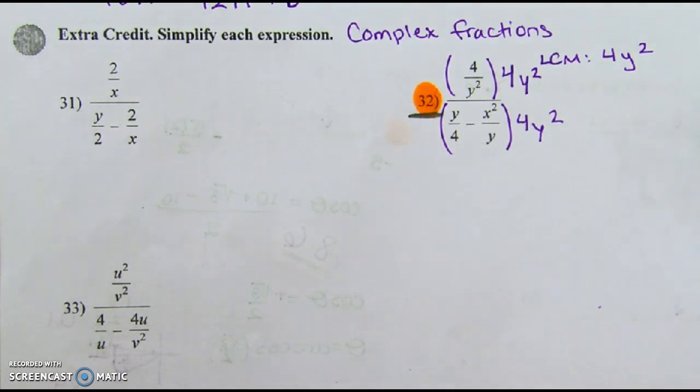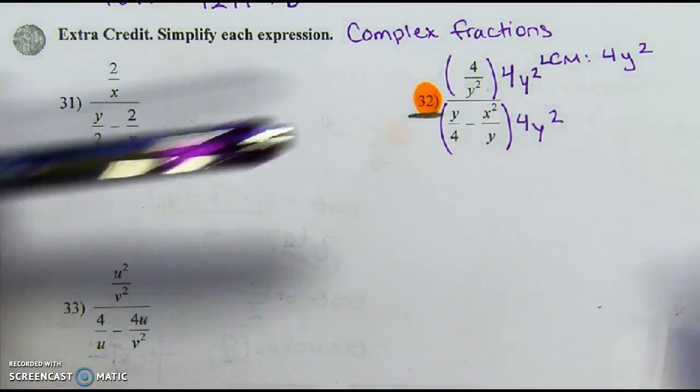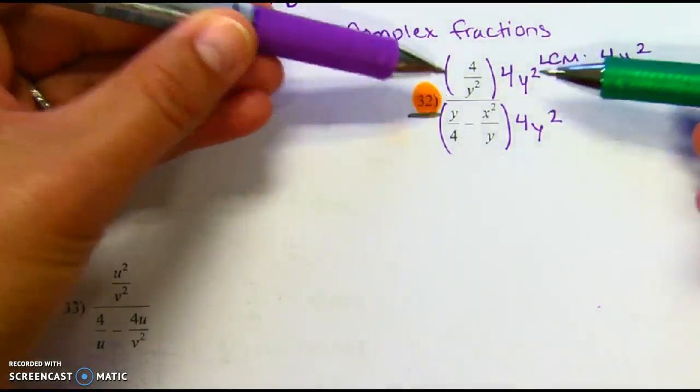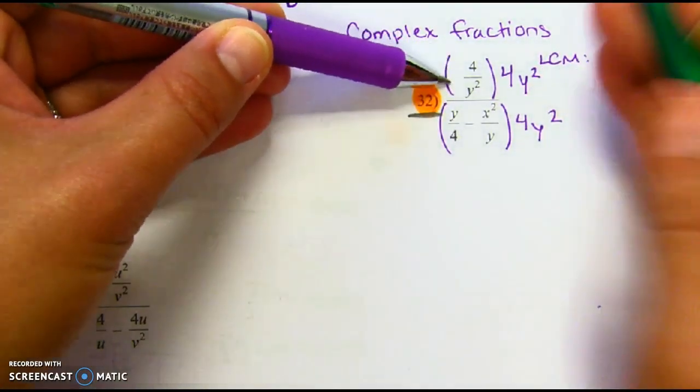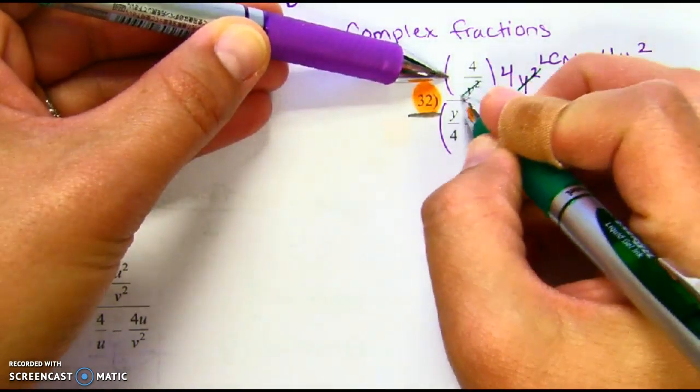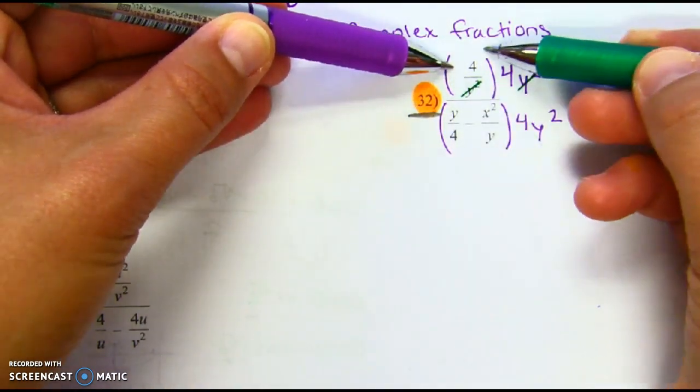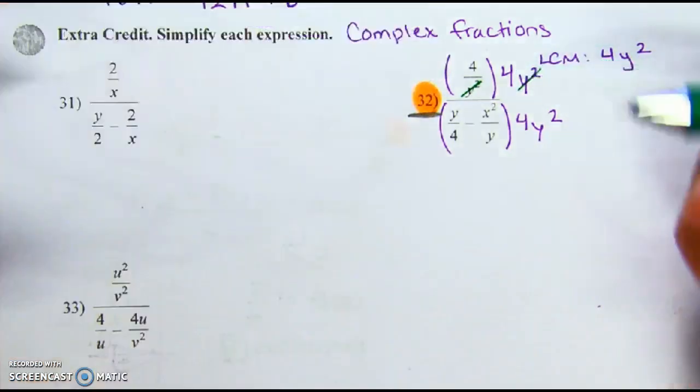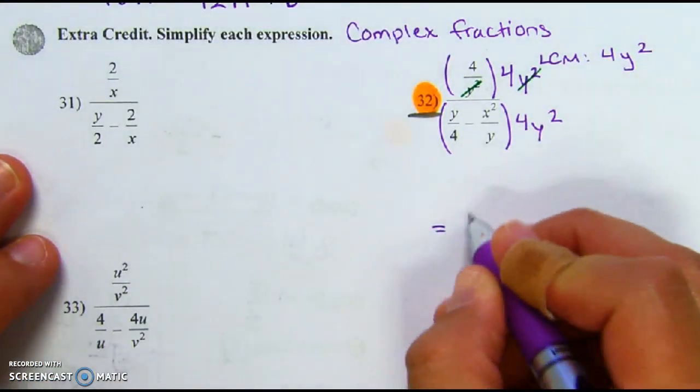This is a game we like to play called What Cancels and What Stays. You ready? Here we go. In the top. What cancels? Y squareds. Good. What will stay? 4 times 4. What's 4 times 4? 16.